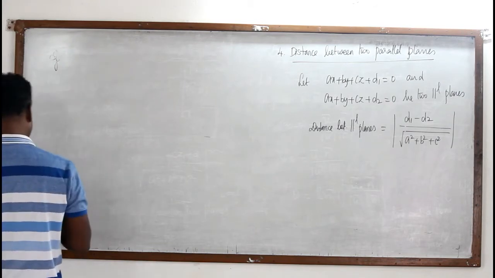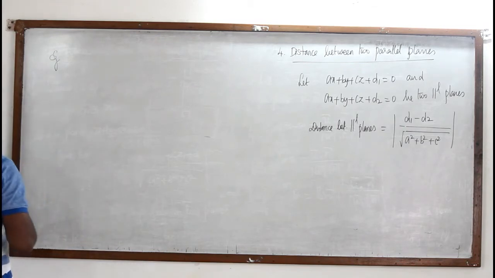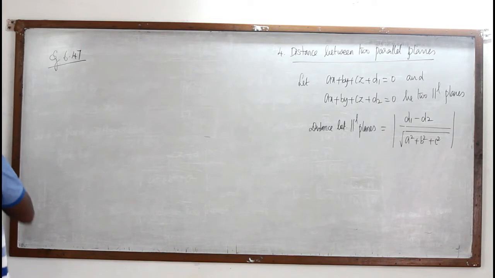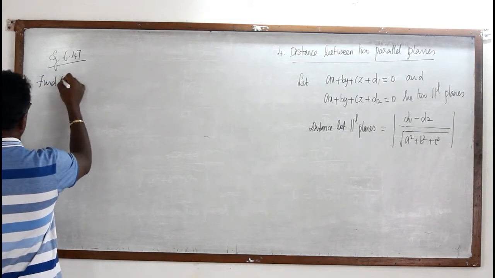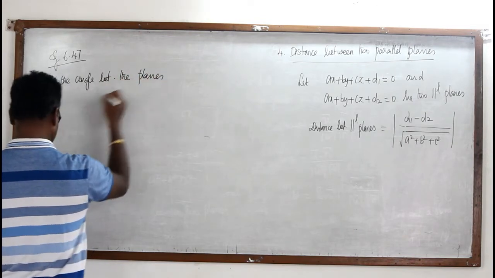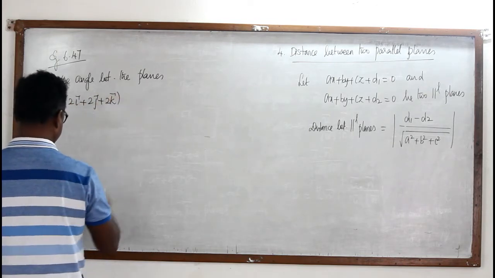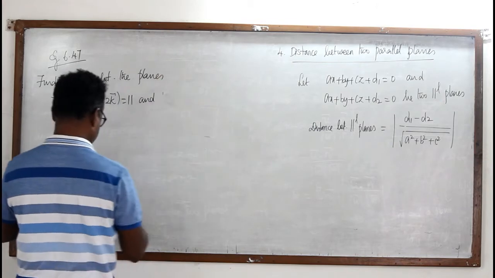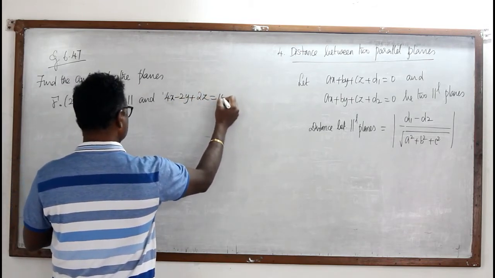Example. Find the angle between the planes r dot (2i + 2j + 2k) = 11 and 4x - 2y + 2z = 15.